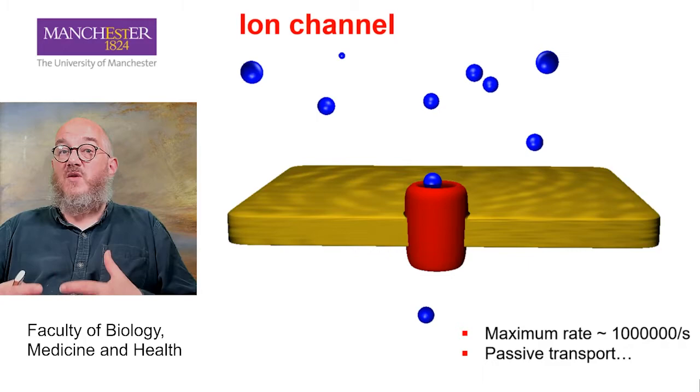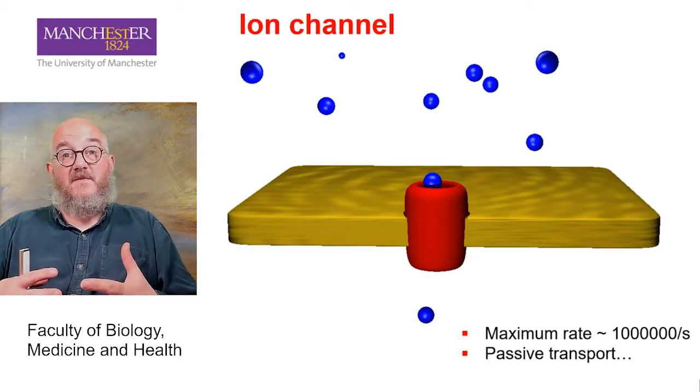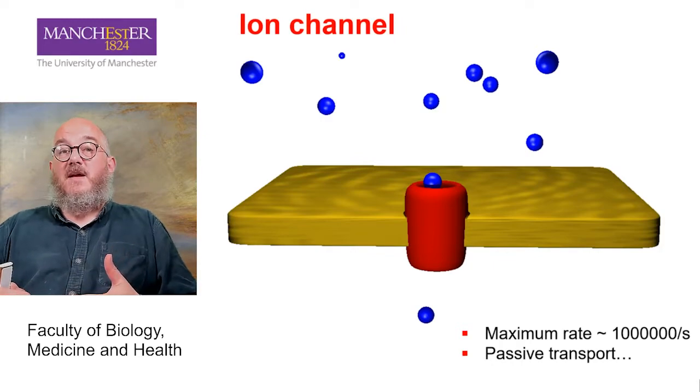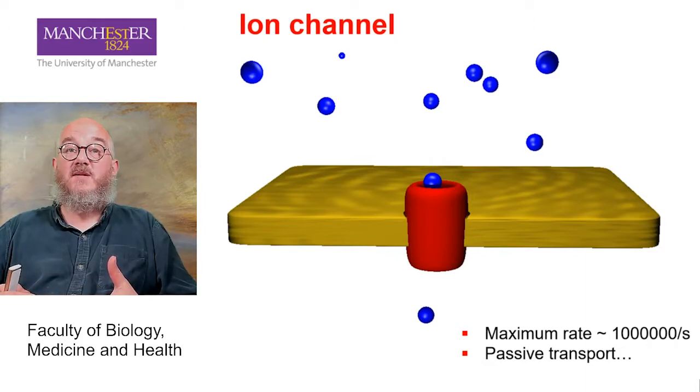Now, ion channels only work via diffusion. They're not active proteins. They don't expend energy to move ions. They will only allow ions to move down an electrochemical gradient, so from high concentration, for example, to low concentration. But they can do this very efficiently. The maximum rate for ions moving through an ion channel is thought to be around 1 million ions per second, and that's 100 times faster than the fastest transporter. That kind of speed is vital when you think about how the mammalian nervous system operates. So we need the speed of ion channels to be able to have a rapidly operating nervous system.